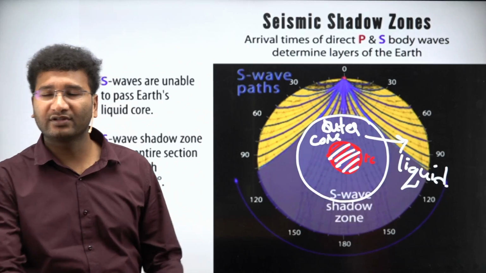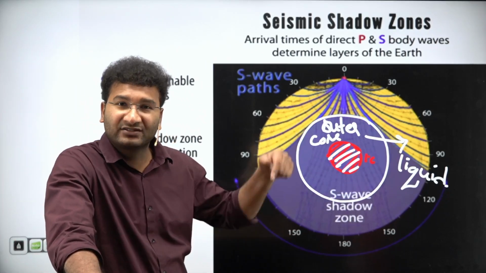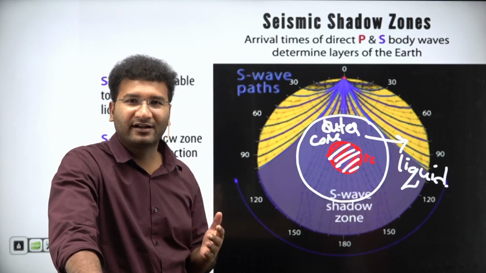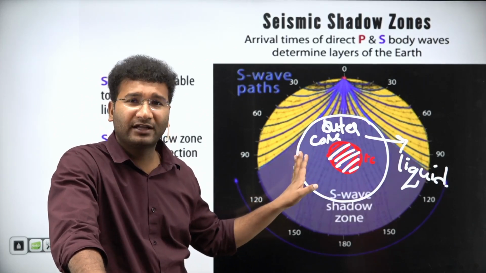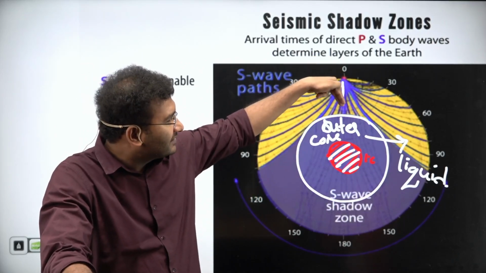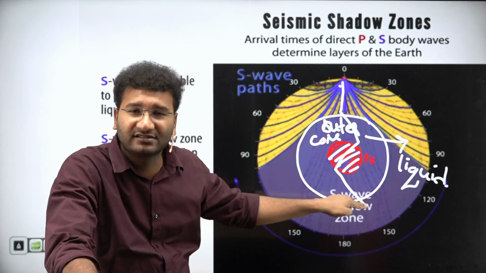How did we get to know that the outer core is liquid and the inner core is solid? Because P waves passed through them and S waves did not pass through them. That's why we have declared that there is an outer core which is made up of liquid. But again, you see a P wave, when it is passing, it has changed its direction, again it changed its direction, again it changed its direction.